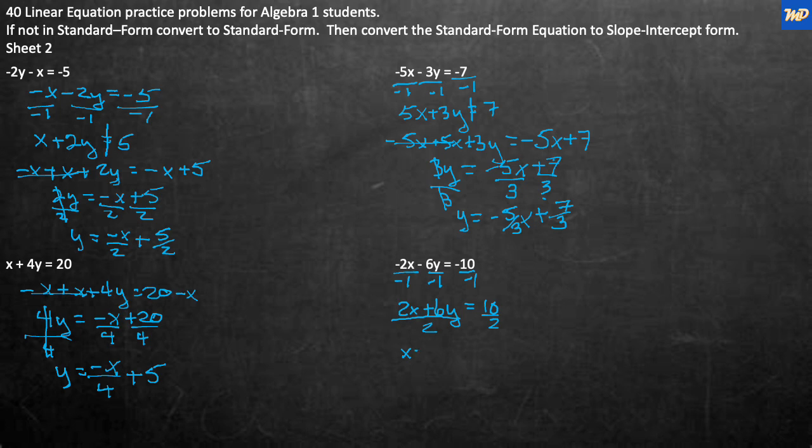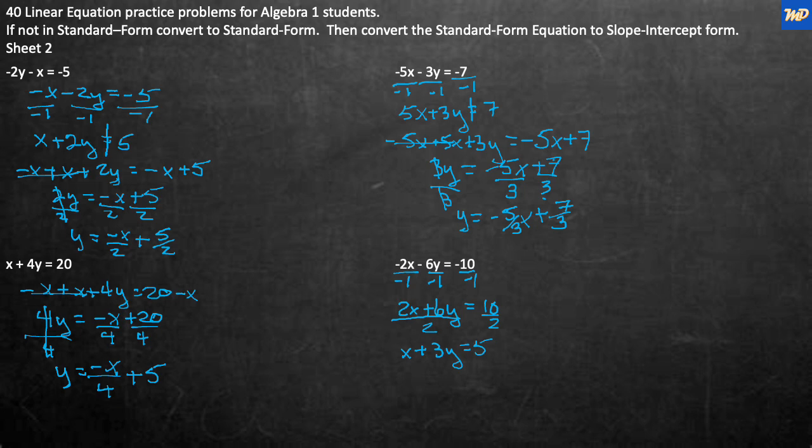We end up with x plus 3y is equal to 5. You see that? We divided every term on this side by 2. So 2x divided by 2 is x. 6y divided by 2 is 3y. And 10 divided by 2 is 5. Now it's in the standard form.